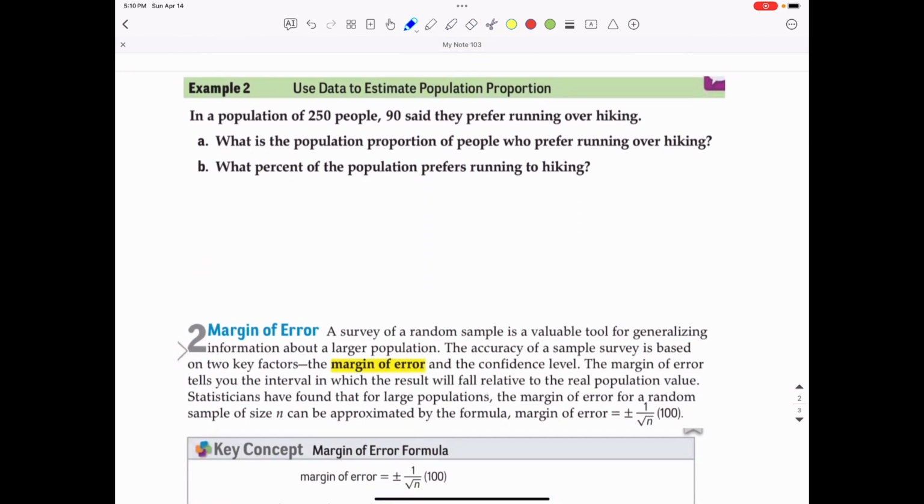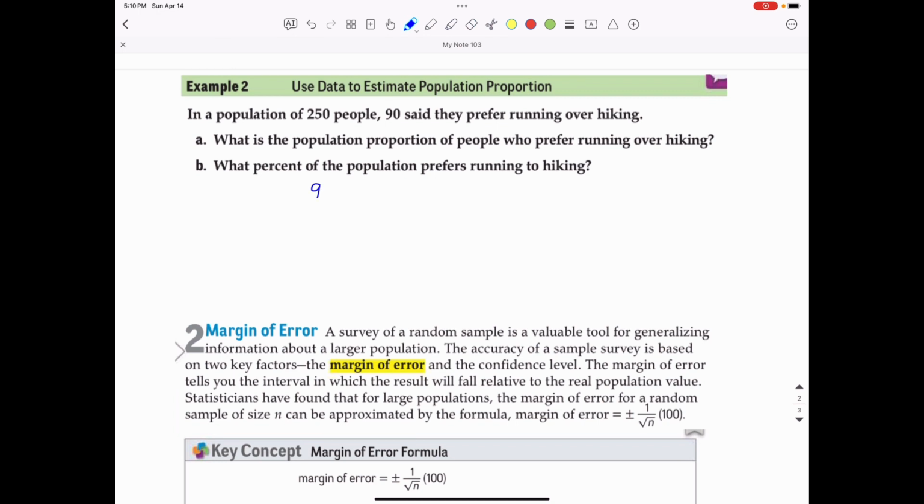In a population of 250 people, 90 said they would prefer running over hiking. What is the population proportion of people who prefer running over hiking? So the population proportion of people who prefer running over hiking would be 90 of the 250, and 90 divided by 250 is 0.36, which I could write as 36%.